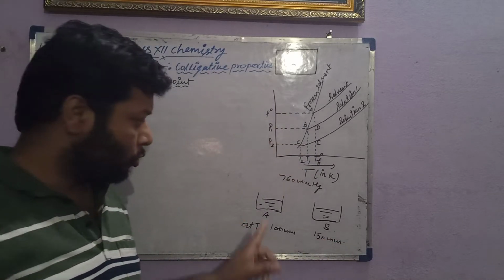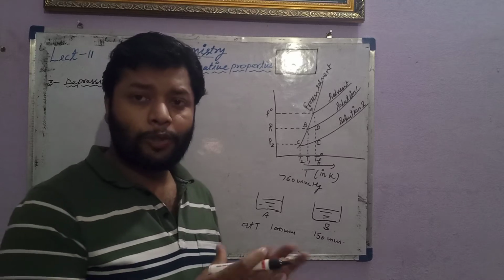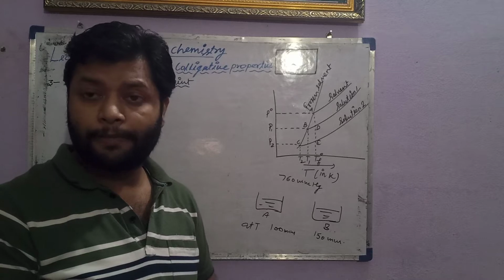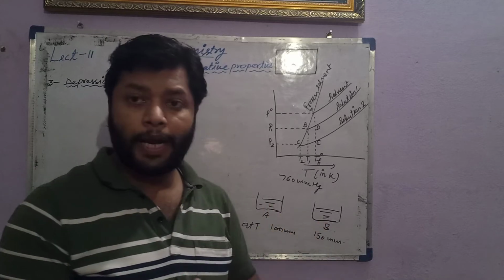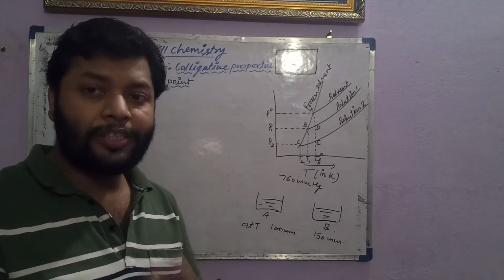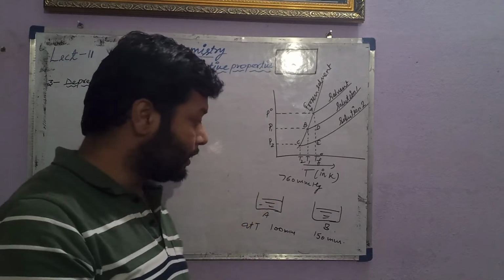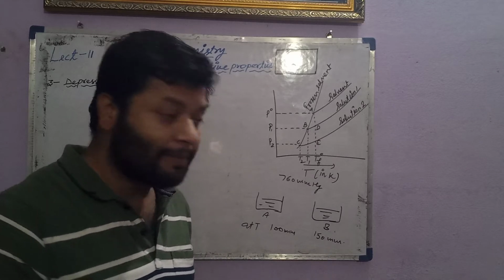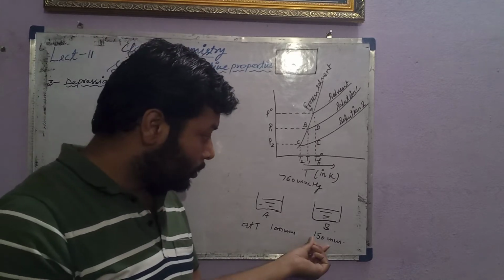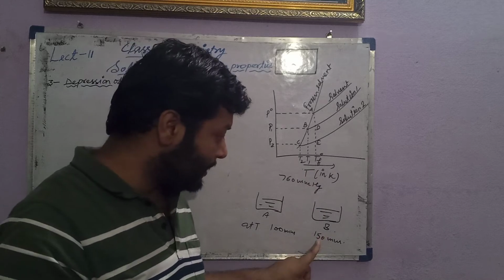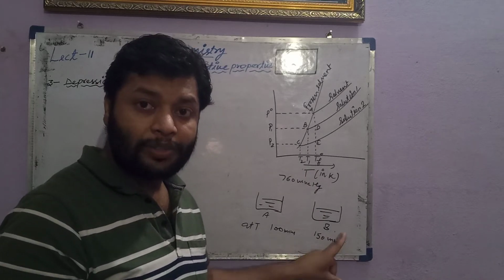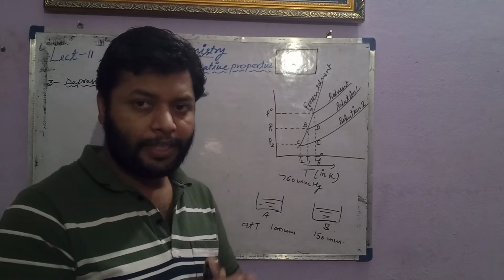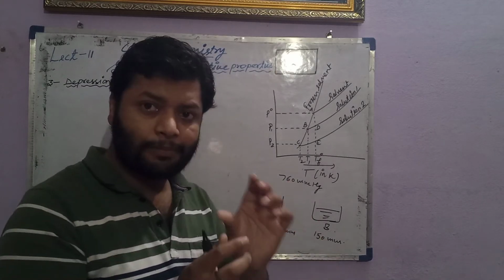What do you think? Which solution has greater tendency to achieve 760 millimeter of Hg? Which solution requires low temperature to achieve the outer atmospheric pressure? That is the one with 150 millimeter, solution B, because the traveling distance from 150 millimeter to 760 millimeter of Hg is lower. The difference between 760 and 150 is smaller.